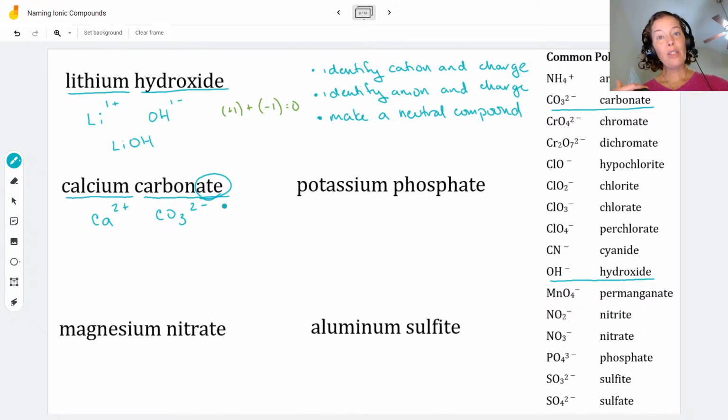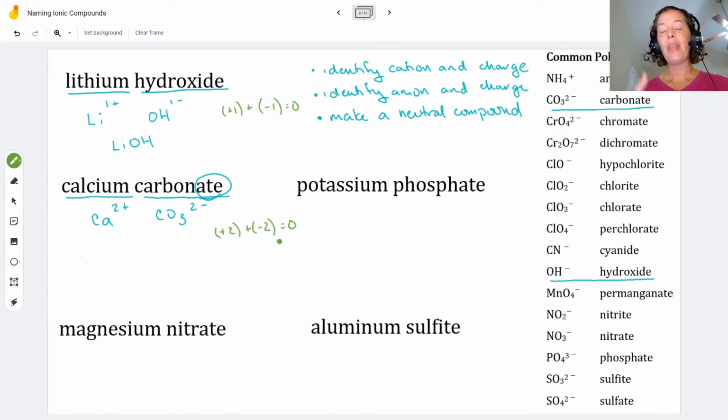Again, when you're memorizing your polyatomic ions, you do want to make sure that you memorize the charge as well as the molecular formula, because you can see that knowing the charge is really important for putting together a neutral compound. Okay, so calcium carbonate, let's check our charges because we need to make a neutral compound. So calcium gives us a +2, carbonate gives us a -2, so we're set.